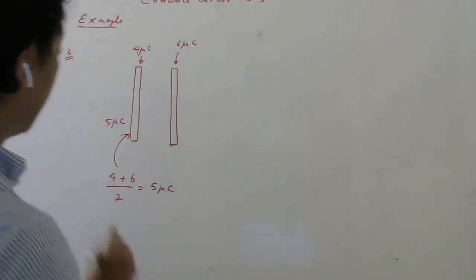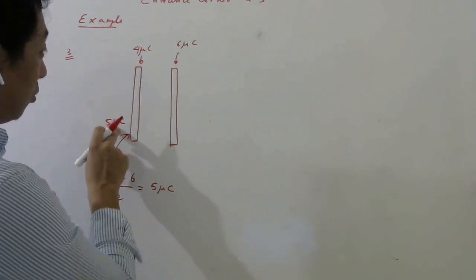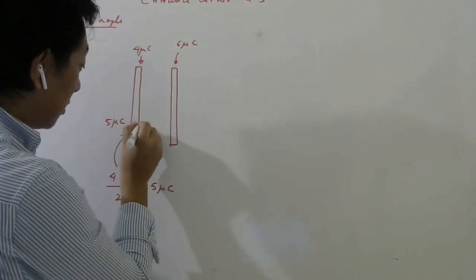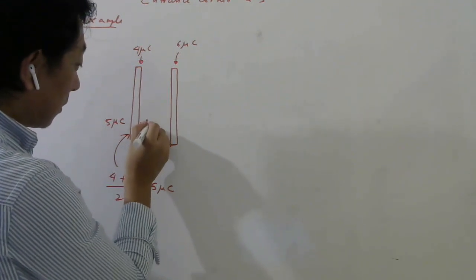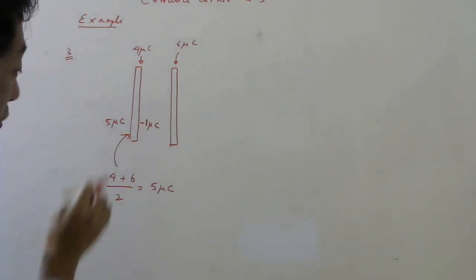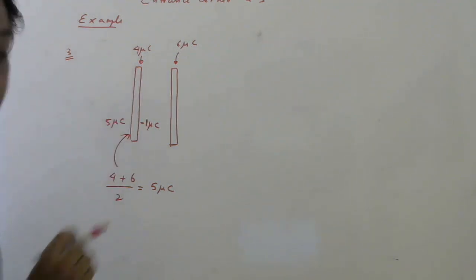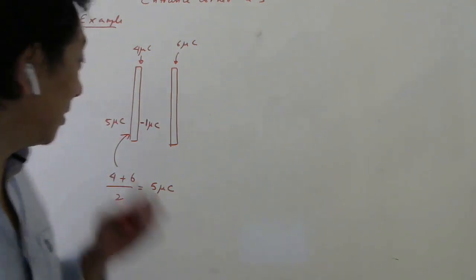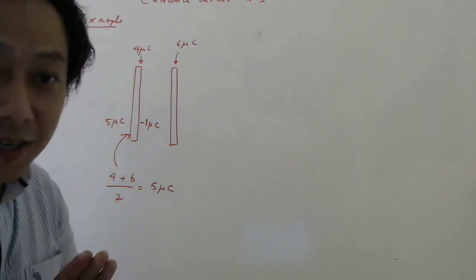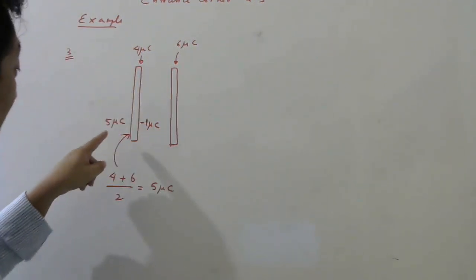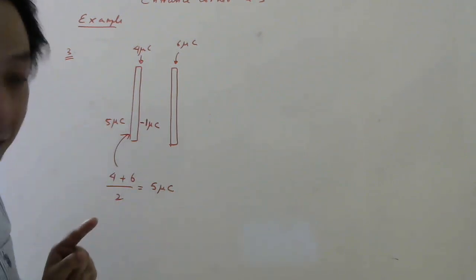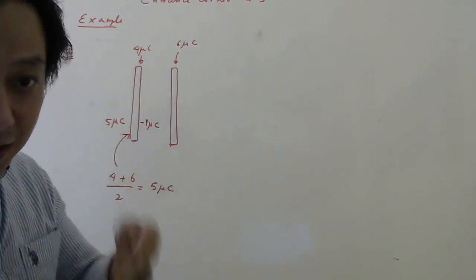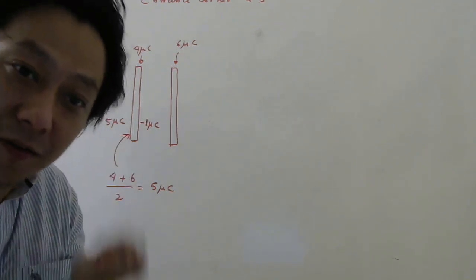You will see now why. See, if this is 5 microcoulomb, here how much was given? 4. So if this is 5, this must be minus 1. Why must this be minus 1? Because the total should be 4 only, right? This plate is isolated. Since it is isolated, the total charge should be conserved. So if I give 4 microcoulomb charge to this plate, and it is isolated, it should remain 4 microcoulomb.